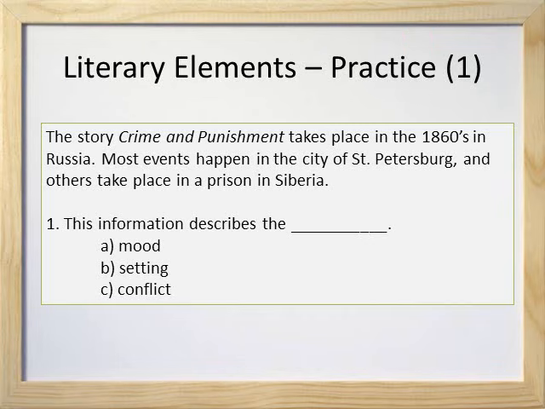Now let's practice identifying literary elements. The story Crime and Punishment takes place in the 1860s in Russia. Most events happen in the city of St. Petersburg, and others take place in a prison in Siberia. Number 1. This information describes the A. mood, B. setting, or C. conflict. Choose the answer, and we'll check the answers in a moment.